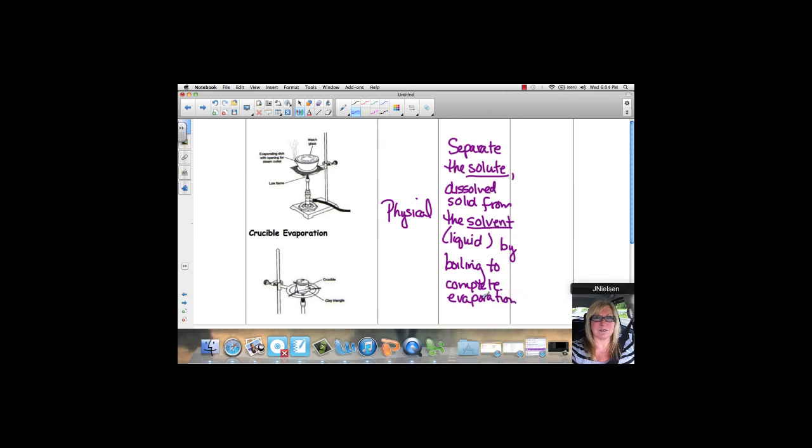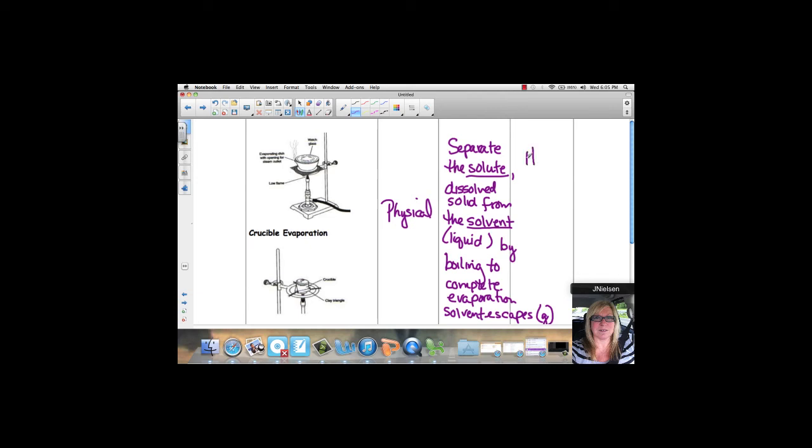So, a good example of this is salt water. The salt that I dissolve in the water is the solute. The water is the solvent. And if I heat it till complete evaporation, the water escapes. Okay? So the solvent escapes and it turns into a gas. And what's left behind is the solute or the salt.